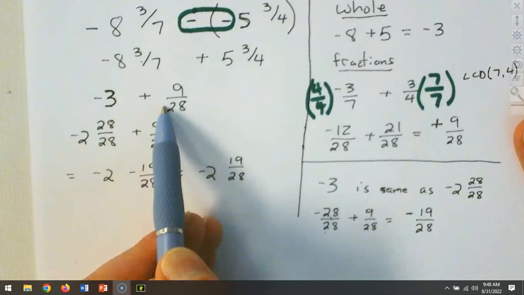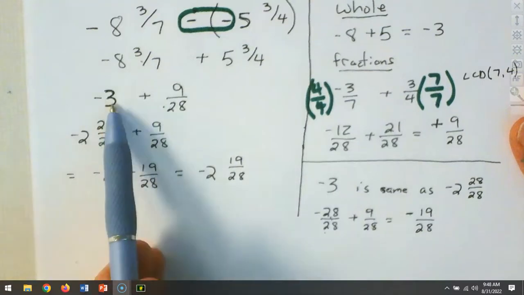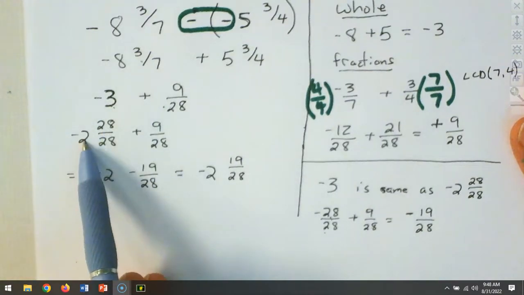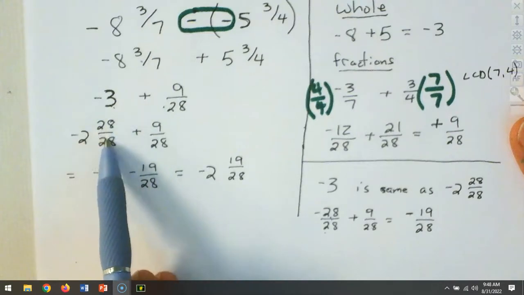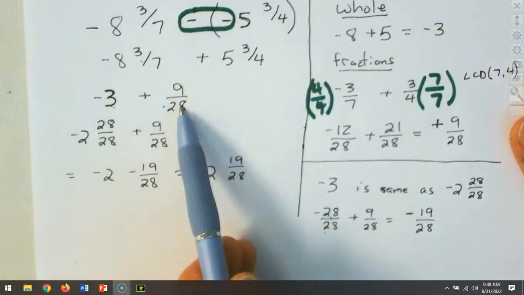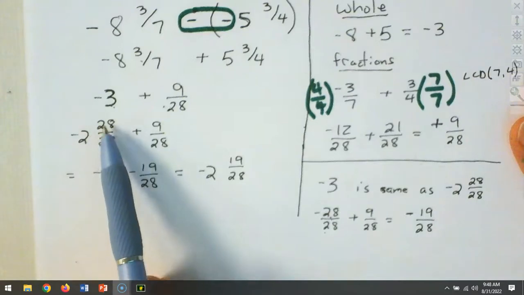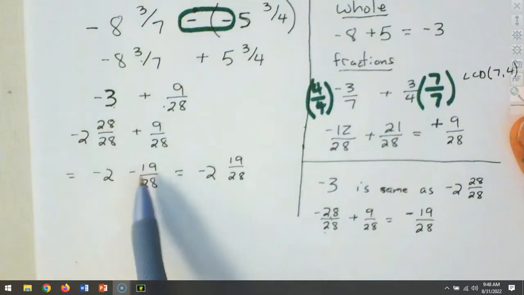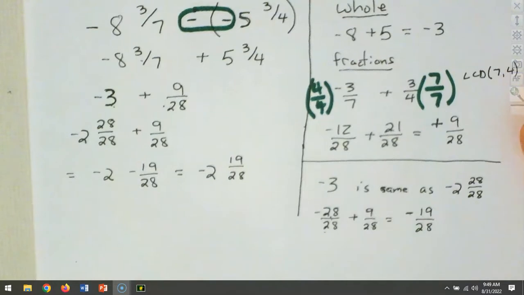So I need to put them together. And how do I do that? I have to borrow from that negative 3. So I can borrow 1 from that negative 3, and that's going to make that a minus 2. And I'm taking 1 from it, and that's going to leave you then with a 28 over 28. Why 28 over 28? Because I want a common denominator of 28 here. So I took that away from there. Then I can work with these over here and get the minus 19 over 28, and those can go together.